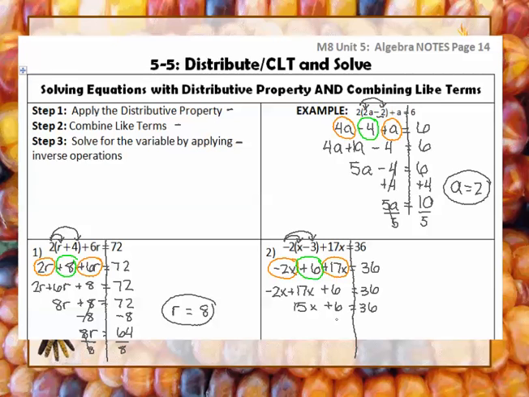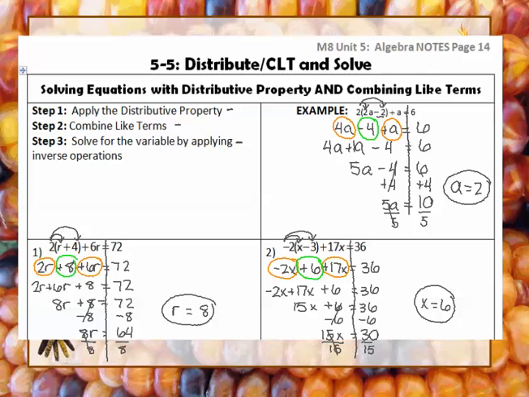Now that I'm done combining like terms, I can just solve. I'm going to get rid of the constant first. So I have 15x equals 30. Then get rid of the 15 by dividing. Divide by 15, divide by 15, and I'm left with x is equal to 6. Okay?